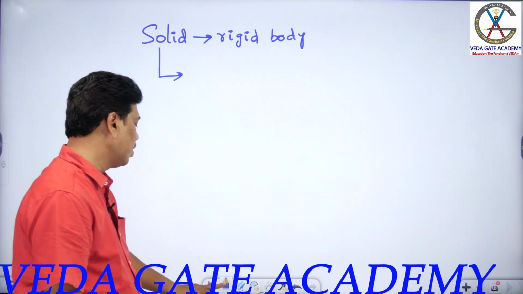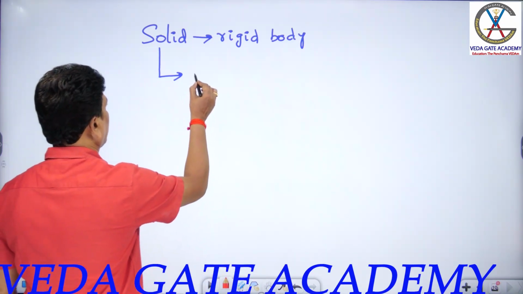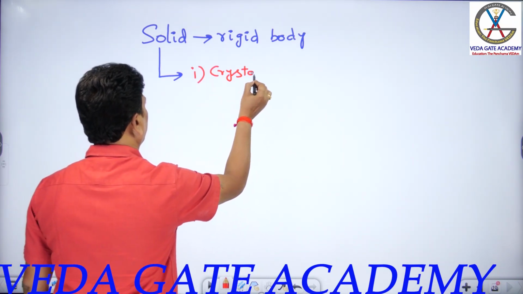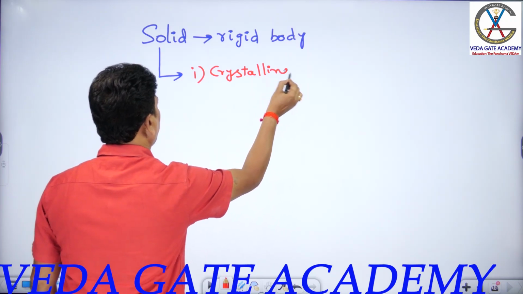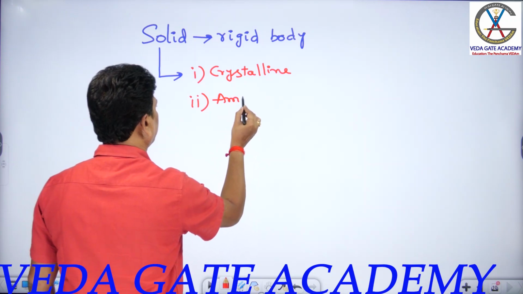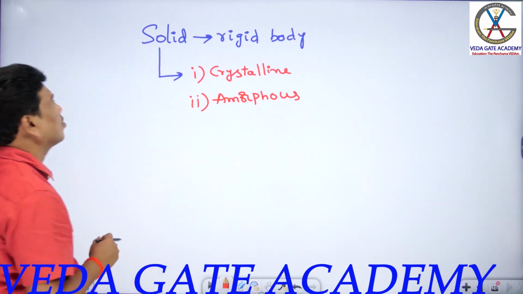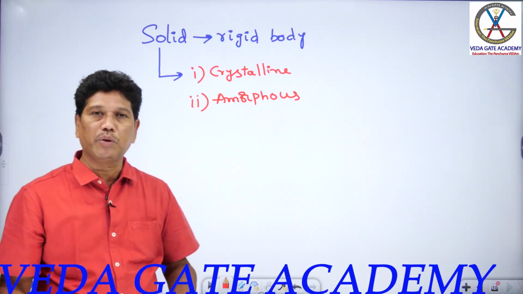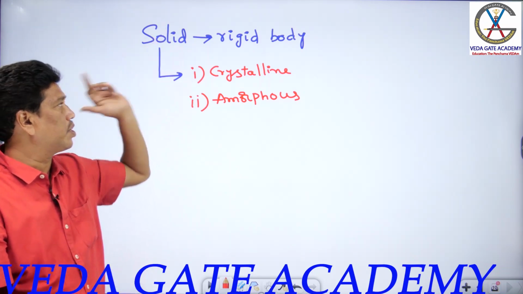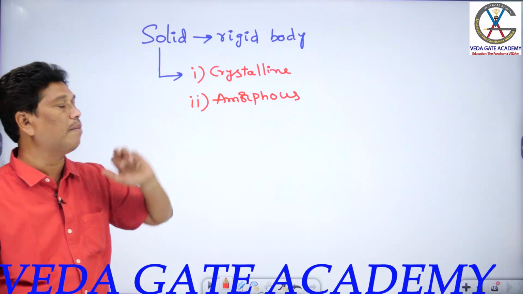What does that mean? That is nothing but crystalline and amorphous. So one is a crystalline solid, right? The other one is an amorphous solid. Got it now? So a solid is a rigid body in which the atoms are kept very close together, and depending on the atomic structure, a solid is further classified into two types, crystalline and amorphous.